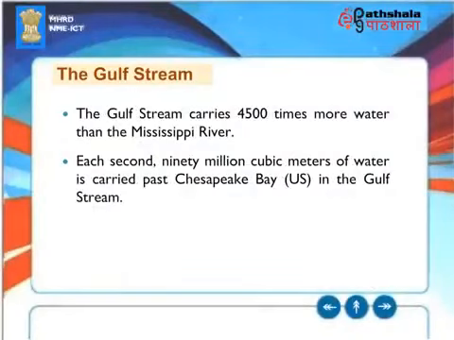The Gulf Stream carries 4,500 times more water than the Mississippi River. Each second, 90 million cubic meters of water is carried past Chesapeake Bay, US, in the Gulf Stream.